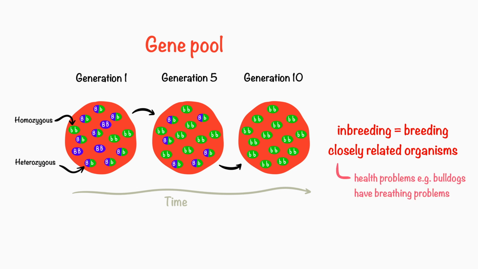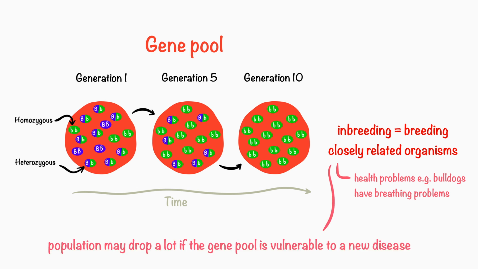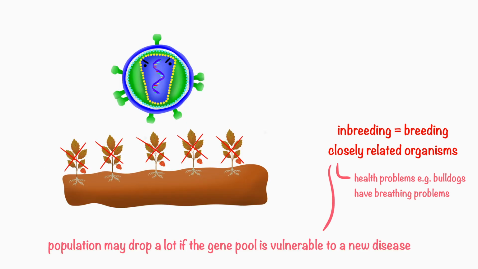Inbreeding can cause health problems because there's more chance of harmful recessive defects when the gene pool is limited. Some dog breeds are particularly susceptible to certain defects because of inbreeding, like bulldogs having breathing problems. There can also be serious issues if a new disease appears. Because there's not much variation in the population and all the stock are closely related to each other, if one of them is going to be killed by a new disease, the others are likely to succumb to it too.